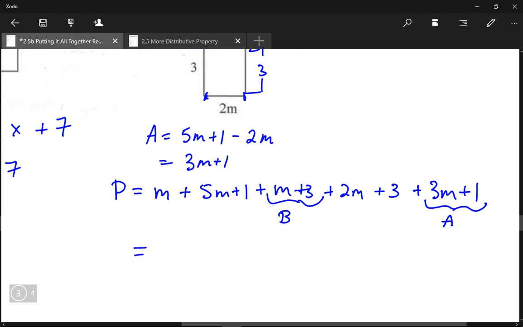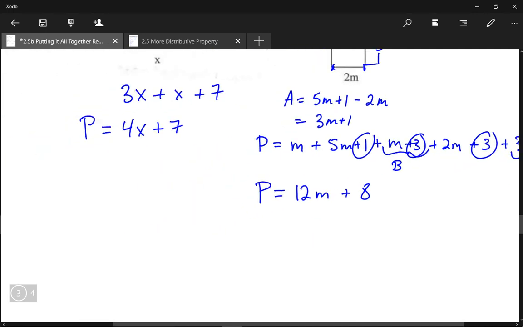Add up all your like terms. m plus 5m is 6m, plus m is 7m, plus 2m is 9m, plus 3m is 12m, so 12 m's. And they have the constant value, so 1 plus 3 plus 3 plus 1 is 8. Okay, 12m plus 8 is my perimeter. Let's go down to area.